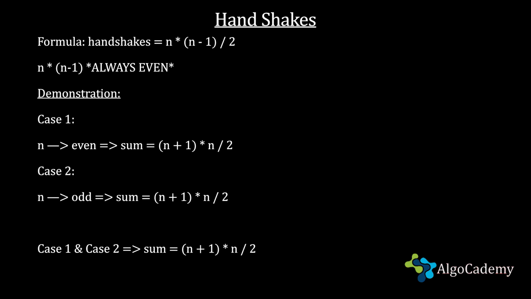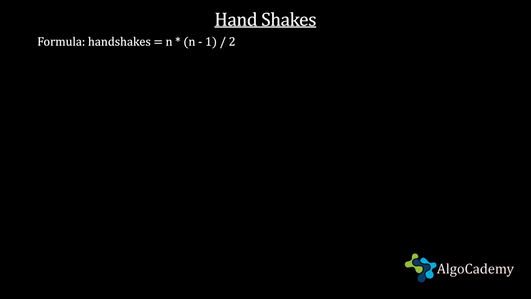And because our sum was 1 plus 2 plus dot dot dot plus n minus 1, according to the Gauss sum, the answer is n times (n minus 1) divided by 2. In conclusion, the formula is n times (n minus 1) divided by 2.